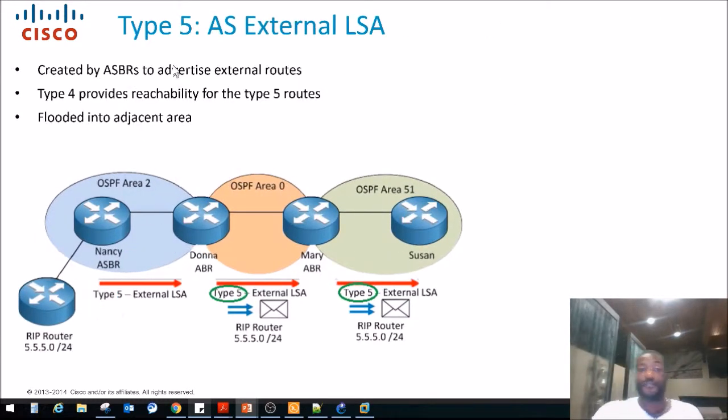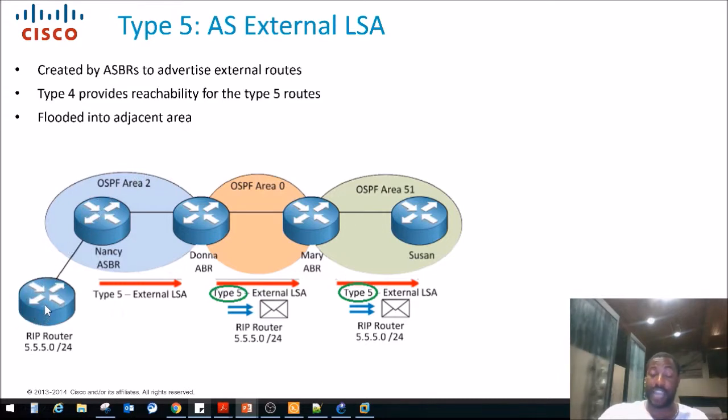Next, we got Type 5 LSAs, which is an AS external LSA. Similar to Type 4, however, these are created by ASBRs to advertise external routes. Type 4 provides reachability for the Type 5 routes. Type 5 is created by the ASBR, so like Nancy right here. Shout out to networklessons.com. That's where I got these graphics from. Again, networklessons.com. Check out that website. It's created by the ASBR to advertise external routes. What's an external route? It's a route that he learned from RIP.